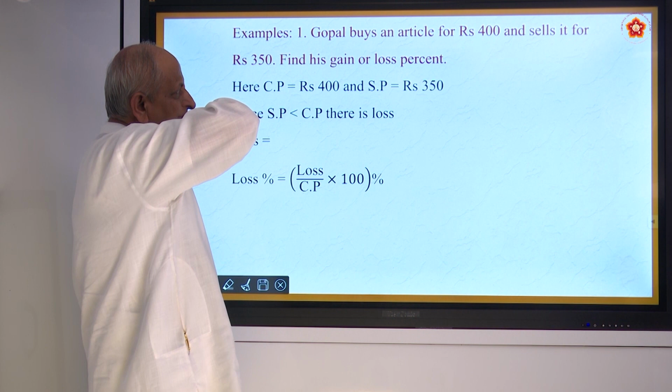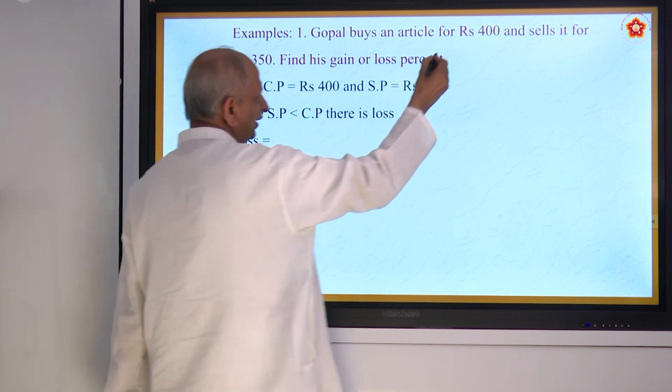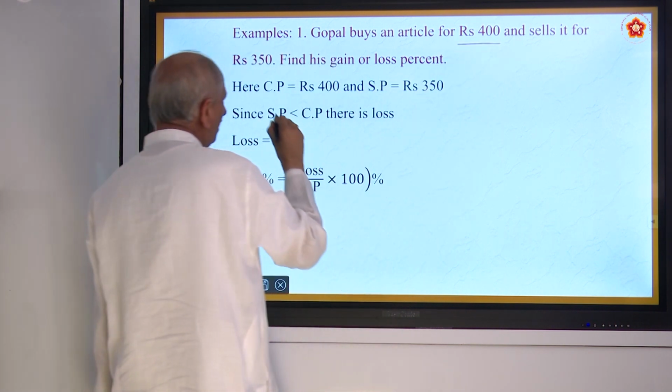Gopal buys an article for rupees 400. What do you call it? It is called cost price.